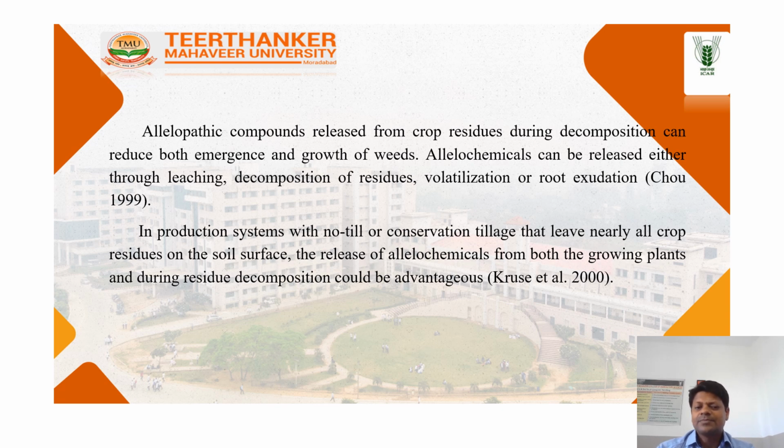Allelopathic compounds released from crop residue during decomposition can reduce both the emergence and growth of weeds. Allelochemicals can be released through leaching, decomposition of residue, volatilization, or root exudation, 1999. In production systems with no-tillage or conservation tillage that leave nearly all the crop residue on the soil surface, the release of allelochemicals from both the growing plant and during residue decomposition could be an advantage, Kruidhof et al., 2000. Decomposition of residue can give benefits through allelochemicals.